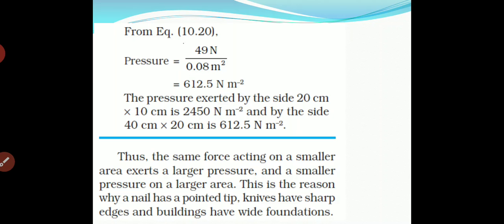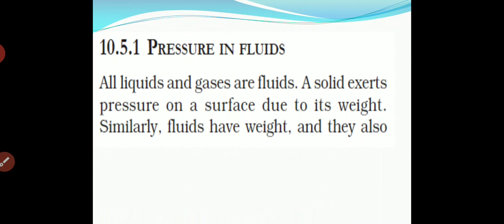The force is the same in both the cases, but you can see that on a smaller area the pressure will be larger, and on a larger area the pressure will be smaller. So if the area is larger, the pressure will be less. This is the reason why a nail has a pointed tip, knives have a sharp edge, and buildings have a wide foundation.